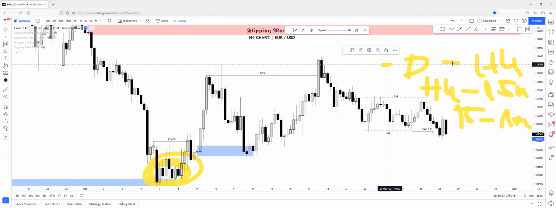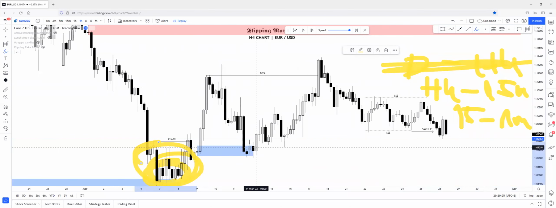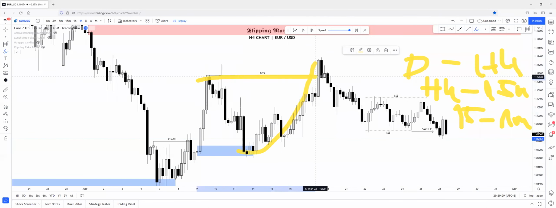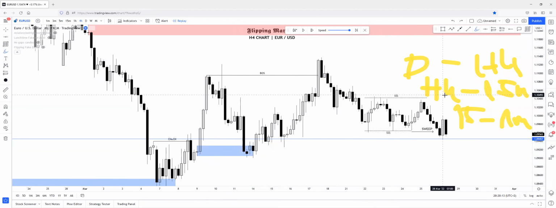So the daily has been confirmed by a 4-hour chart. So it's bullish. The 4-hour chart has been confirmed because it broke structure here to the upside, so created a strong low. 4-hour has been confirmed. 15-minute has been confirmed because price has more likely created a change of character right here at this region after tapping into a strong low point.